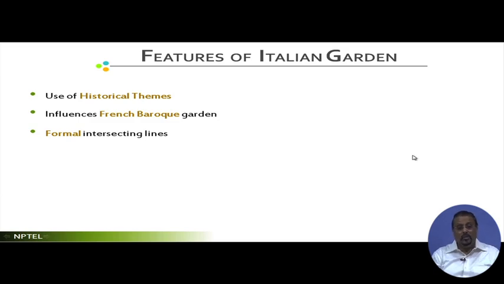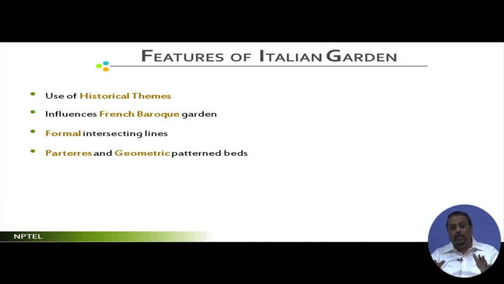Formal intersecting lines, very clearly intersecting lines, and it's on flat ground. Portraits and geometric pattern beds. So the entire landscape site was divided into multiple parts, and there were flower beds, and they were very geometrically placed. When I show you the examples, then I will point out something more on these.